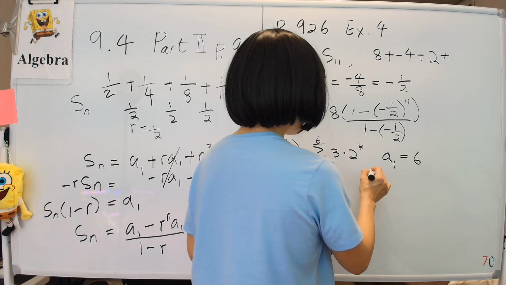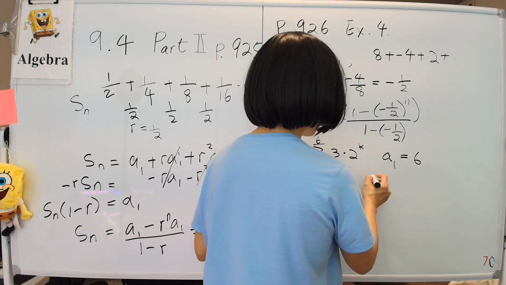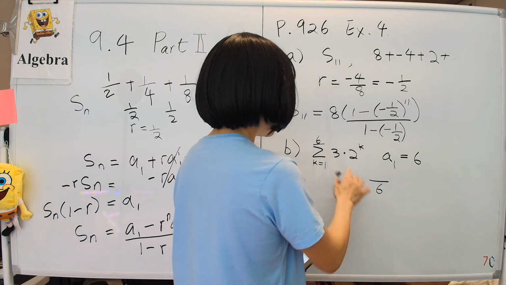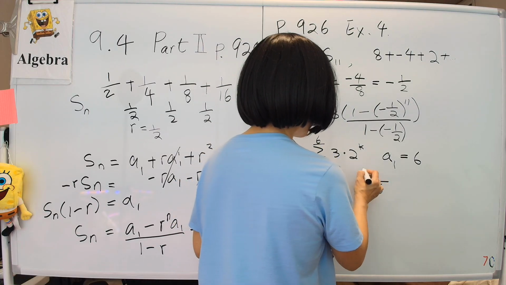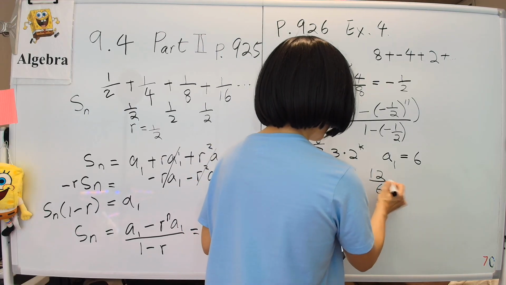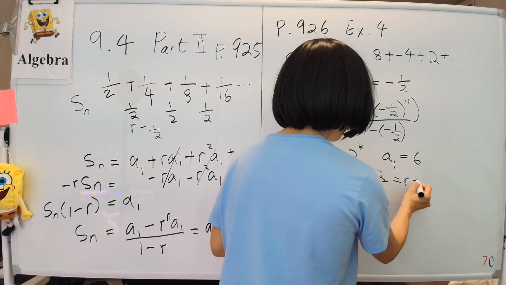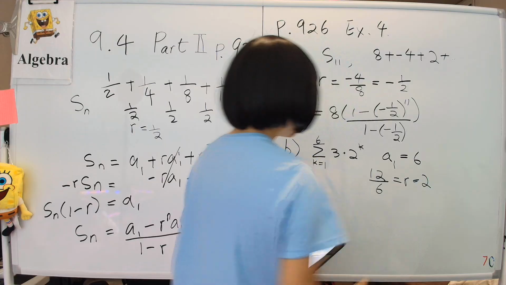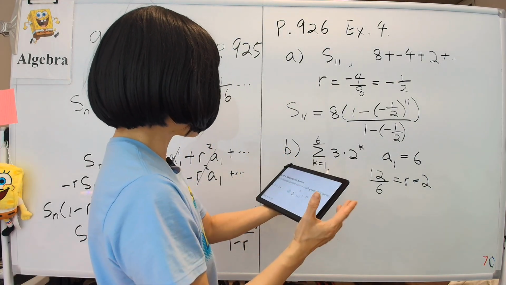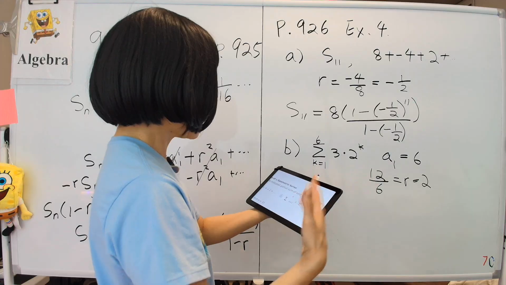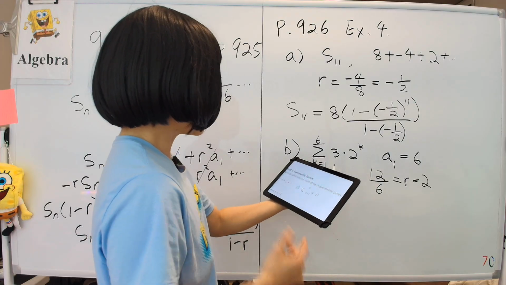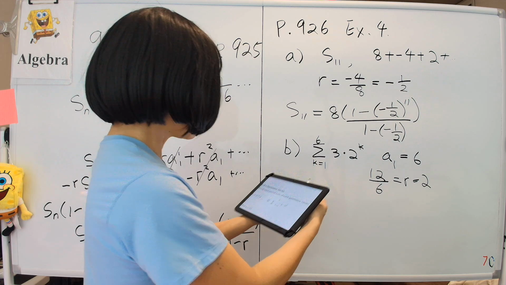So let's say A1, we already know A1 is 6. What is A2? A2 would be 3 times 2 to the power 2, and 3 times 4 is 12. So R equals 12 over 6, which is 2. So the ratio is positive 2, so this number is doubling, quite quickly as it goes from 1 to 6.